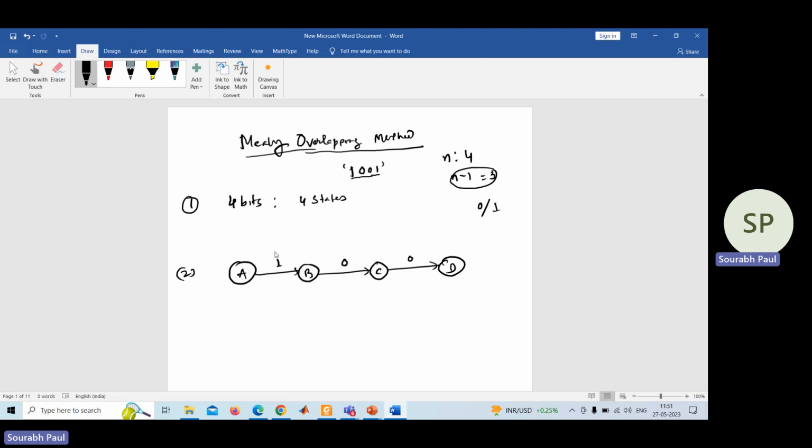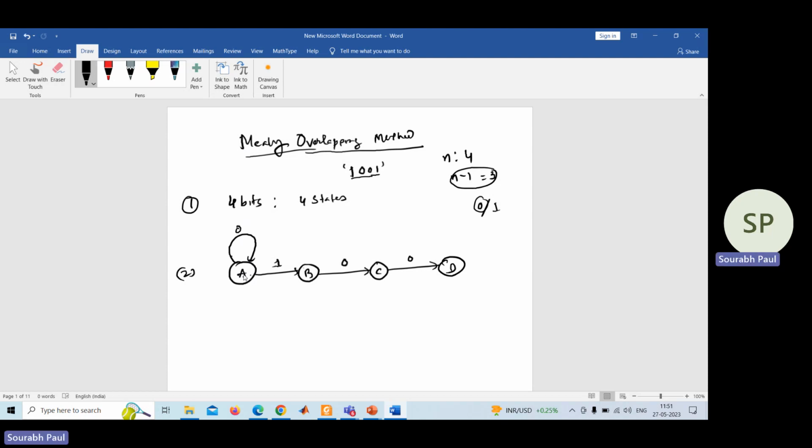Okay. So for A to B, we have already used 1. So what is still left for A? Left for A is 0. I already told you for each state, two inputs are possible. One is 1, the other one is 0. For A to B, we have already used 1. The remaining is 0. So for the remaining 0, what you need to do, sorry, this will be a self loop. Okay.